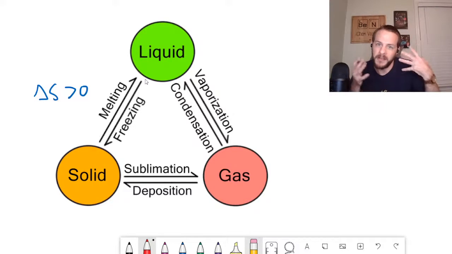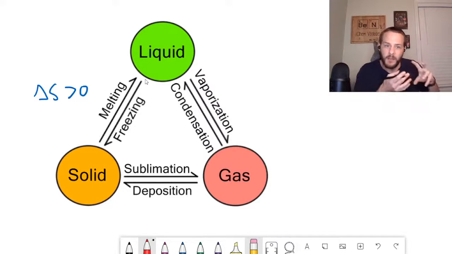You had something that was relatively disorderly becoming something that is much more orderly, and so that would be a decrease in entropy. So that means that your delta S, your change in entropy, would be negative. It would be less than 0 in the case of freezing, right?